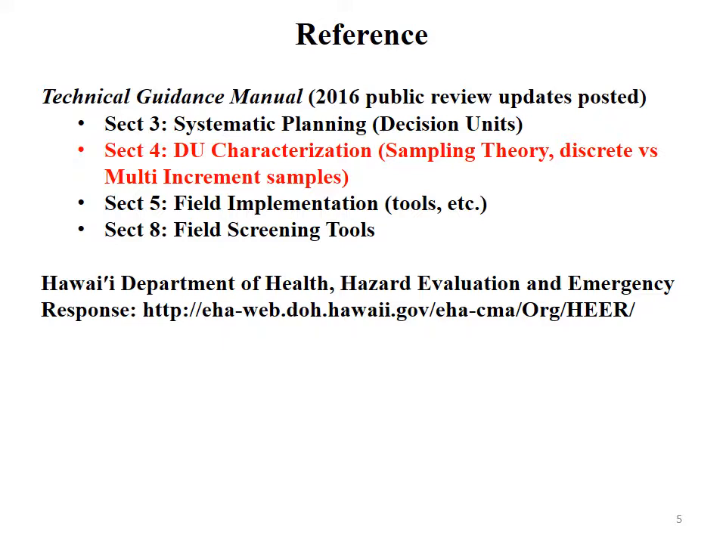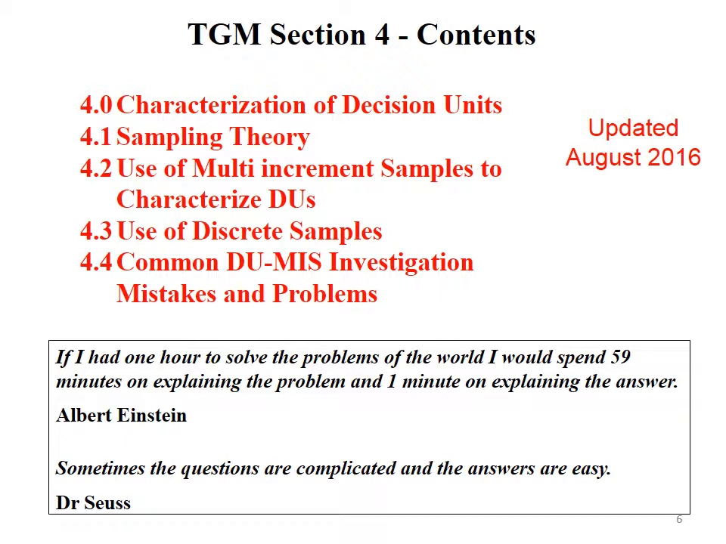Section 4.1 discusses sampling theory. It sounds complicated. It actually can be complicated. There are entire books written on this, but in the field, it's not that difficult to implement. Under sampling theory, we discuss the use and misuse of discrete sample data and how we're identifying that discrete sample data can be highly unreliable, or much more unreliable than we thought in the past. And then after that, we discuss the use of multi-increment samples to more reliably characterize decision units.